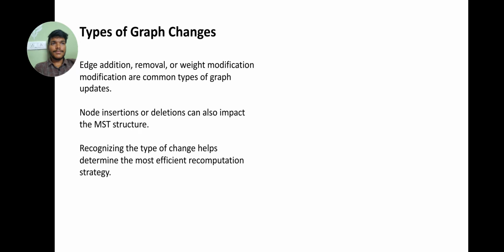The next slide is the types of graph changes. Edge addition, removal, or weight modification are common types of graph updates. Node insertions or deletions can also impact the MST structure. Recognizing the type of change helps determine the most efficient recomputation strategy.